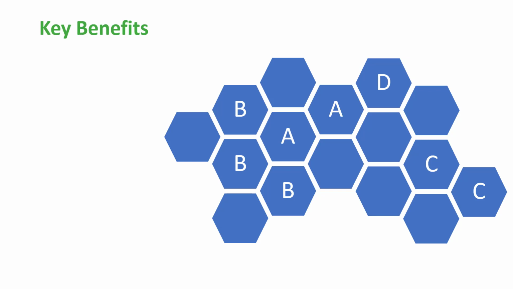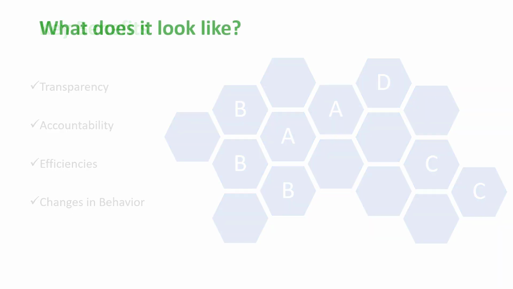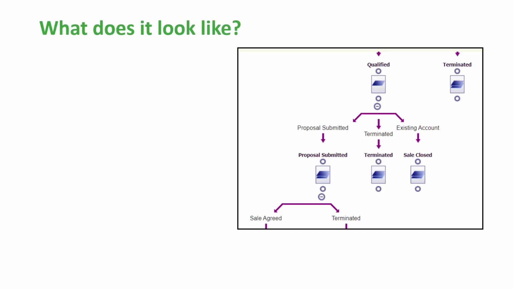The key benefits you see when you do this include transparency, accountability, lots of efficiencies, and of course, changes in behavior. What does it look like? Well, behind the scenes, so not what the user sees, but as an administrator, we have these different workflows. This is just a picture. I'll show you more in a second, but it's like a Visio diagram. How does information go from department A to department B or through a different cycle?